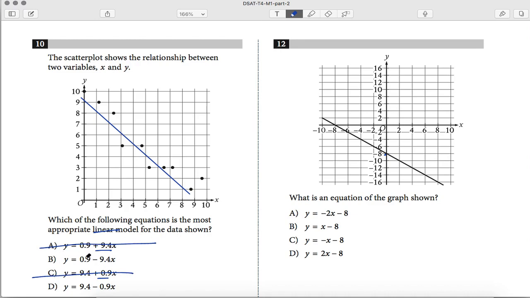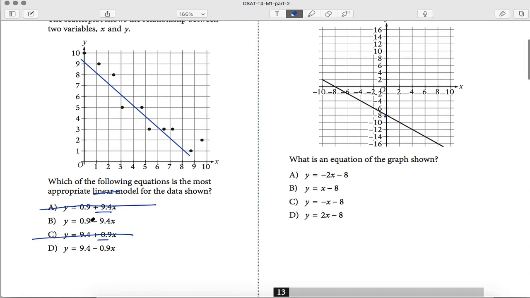So we have to check the y-intercept. Y-intercept is where our line cuts the y-axis. So it's somewhere between 9 and 10. So looking at choices B and D, we see that the y-intercept is either 0.9 or 9.4. So clearly this point is much closer to the actual y-intercept of the line of best fit. So our choice is D.